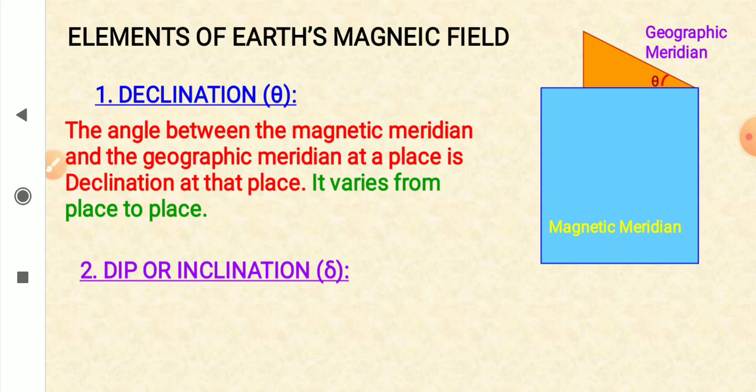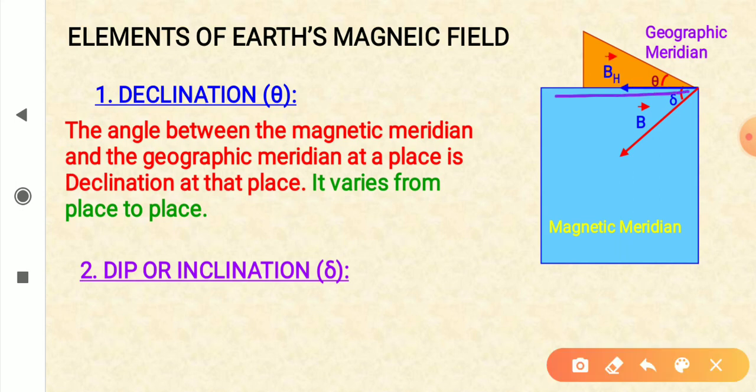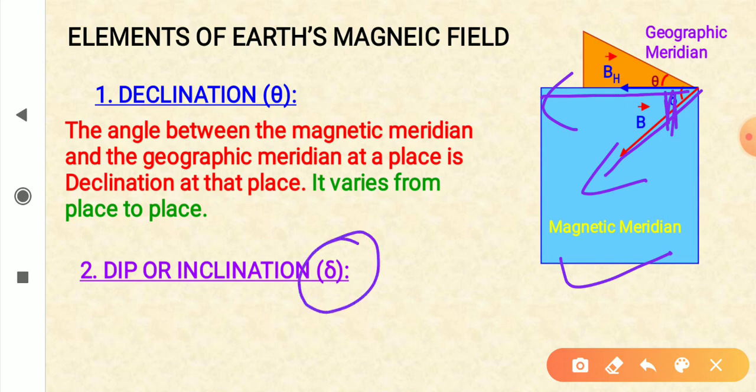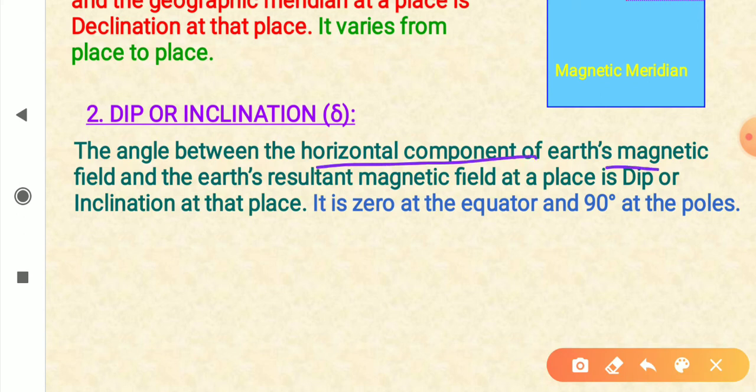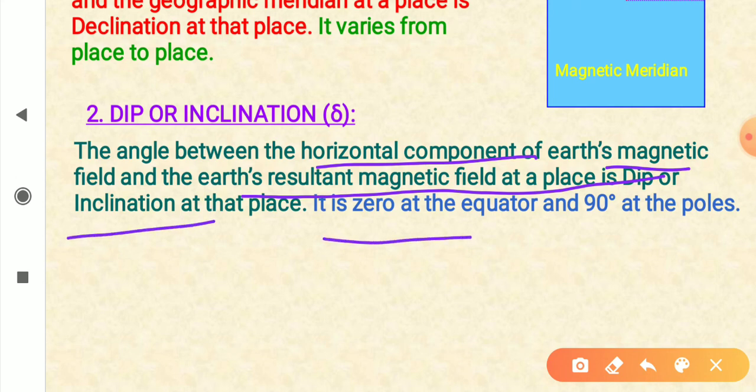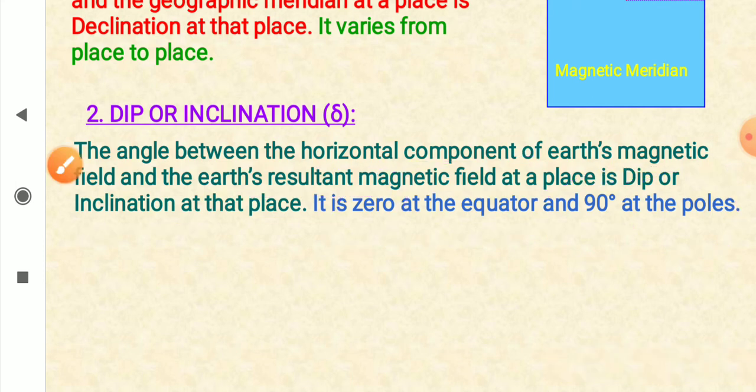Now, dip or inclination. See, magnetic field is always slightly bent. So the angle which it makes with the horizontal is called angle of dip in magnetic meridian. If this is horizontal direction and this is magnetic field in magnetic meridian, then this angle will be called dip, represented by delta, or inclination. So the angle between horizontal component of Earth's magnetic field and Earth's resultant magnetic field at a place is called dip or inclination. Now it is 0 at equator. You see that at equator the magnetic field line is horizontal. So angle of dip is 0, and it is 90 degrees at poles.